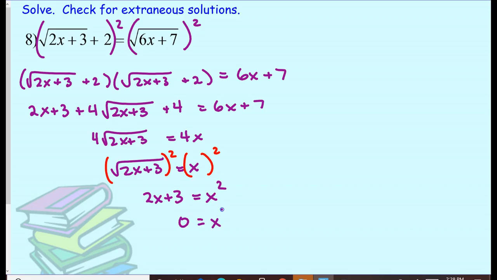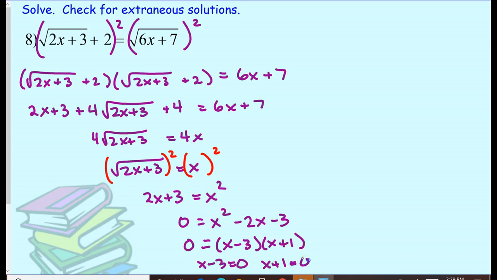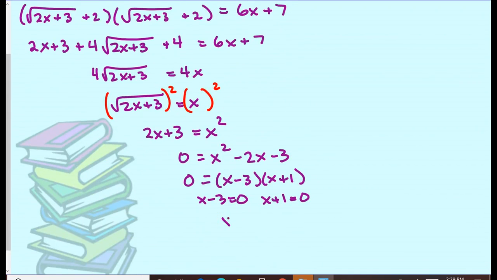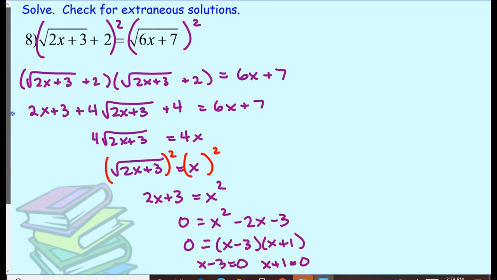Okay, getting everything on one side, we have 0 equals x squared minus 2x minus 3. Let's factor that into x minus 3 times x plus 1. Set each factor equal to 0 and solve. And we get x equals 3 or x equals negative 1. Now let's check those.